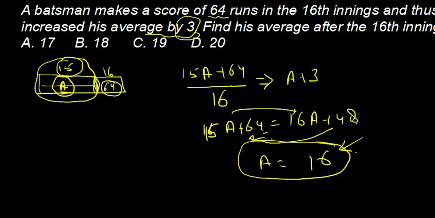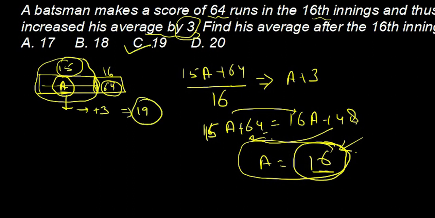Now you can say that this 64 runs in 16 innings. So what was the average after the 16th inning? Actually, what is asked is the average after 16 innings. So 16 was my previous average. Now the increase in average is 3. So now your average is going to be 16 plus 3. So the answer is going to be 19.